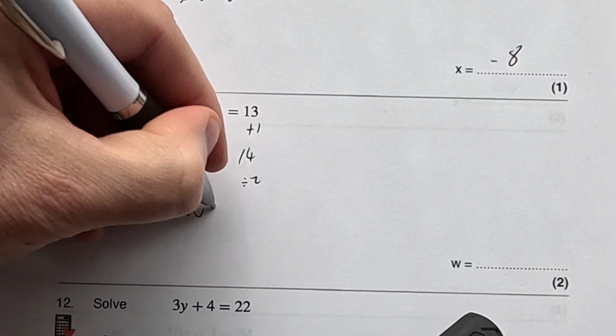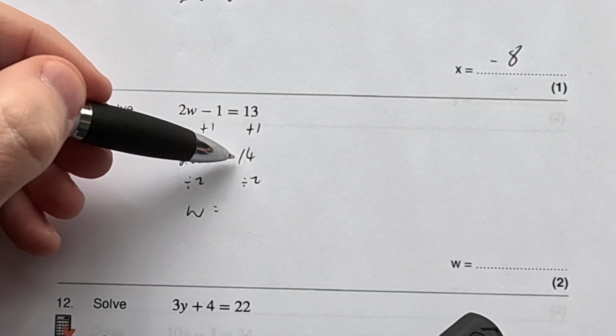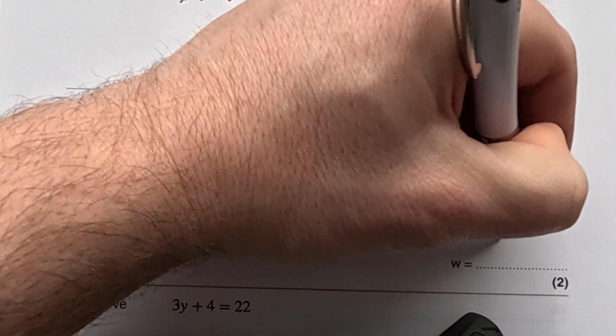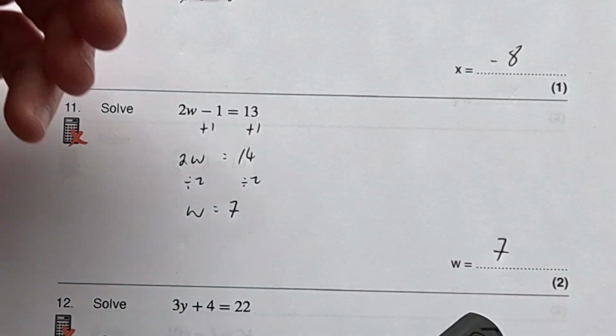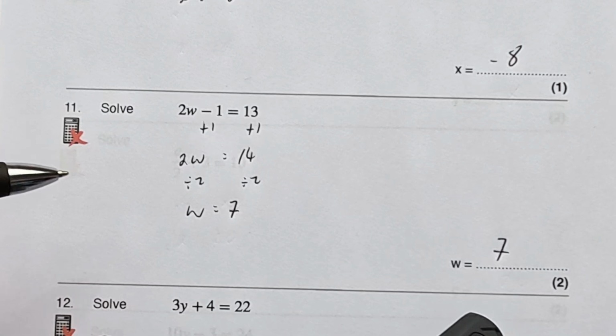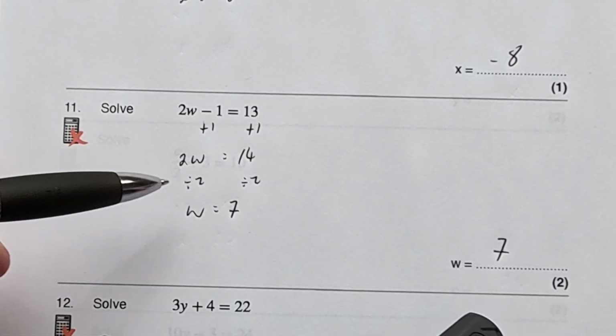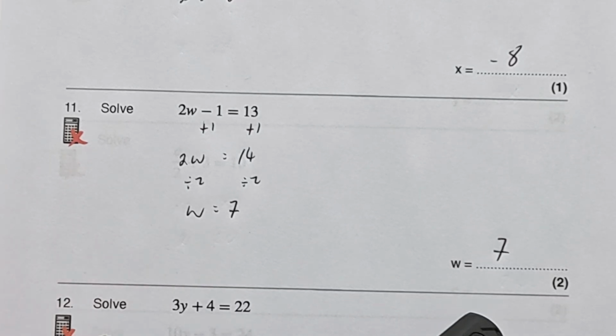be left with w. And on the right hand side of the equation, we had 14 divided by 2, that's equal to 7. So that means that w equals 7, and that's it. So that's our answer. And that's the approach we would use. We'd add 1 to both sides to begin with to get 2w equals 14. And then we're going to divide both sides of the equation by 2 to get w equals 7, and that's it.